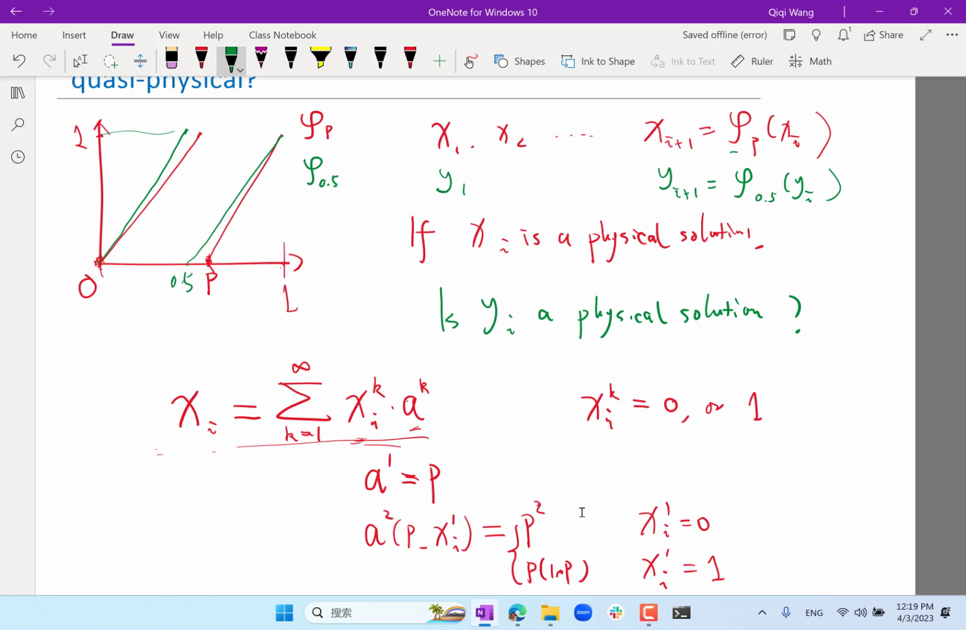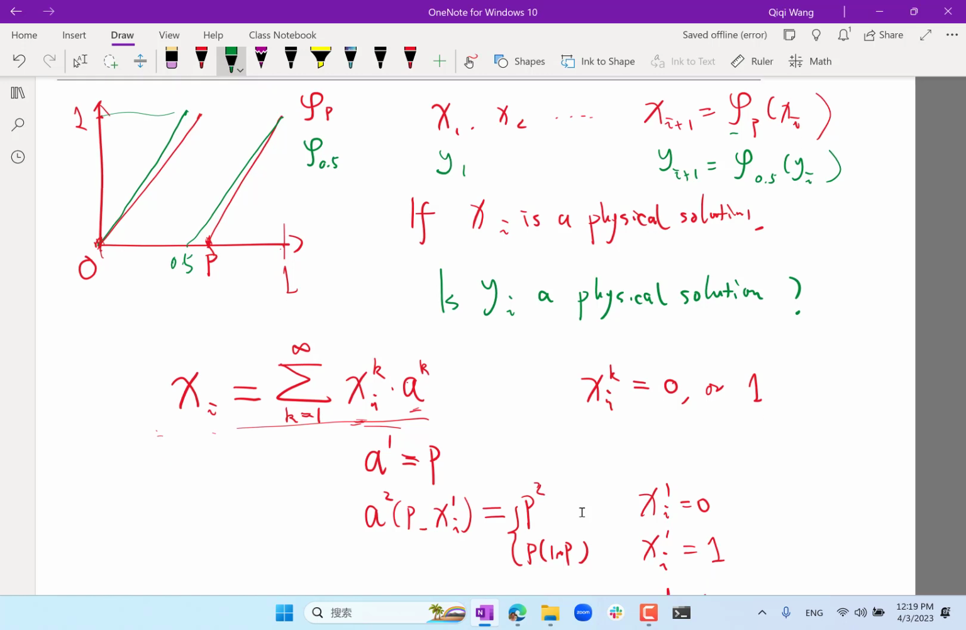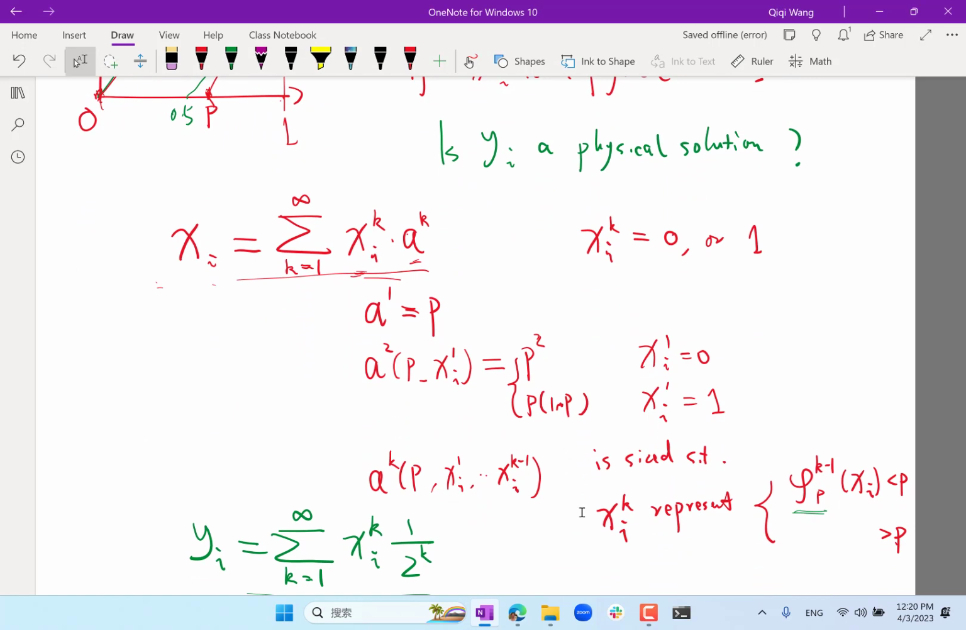They differ from each other by a very small amount if p is very close to 0.5, right? This can also be seen from the definition. For example, if p is very close to 0.5, then all of these a's are going to be very close to 1 over 2 to the k. So you can show that xi and yi differ by a number that scales proportionally to the difference between p and 0.5. They are shadowing solutions.